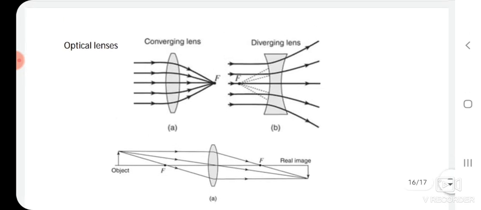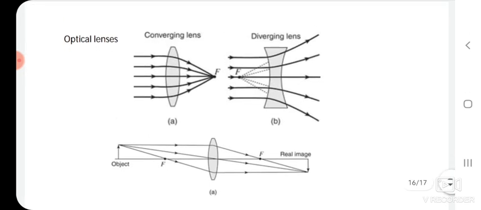Now next, optical lenses. An optical lens functions by refracting light at its interface. The lens will be assumed to be thin, in which case the thickness of the lens is negligible compared with the focal length. So lenses are basically two types, a converging lens and a diverging lens.